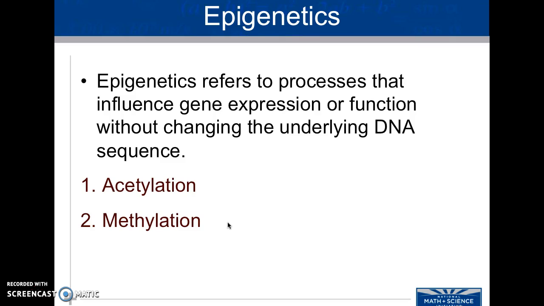So when we talk about this idea of gene regulation, we have to include the idea of epigenetics, which refers to the processes that influence gene expression or function without changing the underlying DNA. So you've maybe heard that each gene can impact the expression of another gene, and this is called epigenetics. There are 2 processes, and these don't impact the DNA itself, but they basically attach accessory parts to the original DNA. Acetylation and methylation are the 2 processes that allow this to happen.